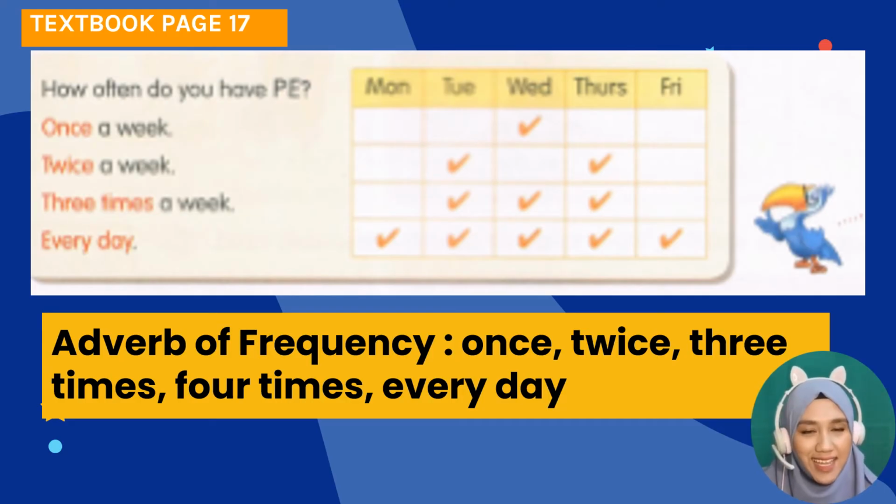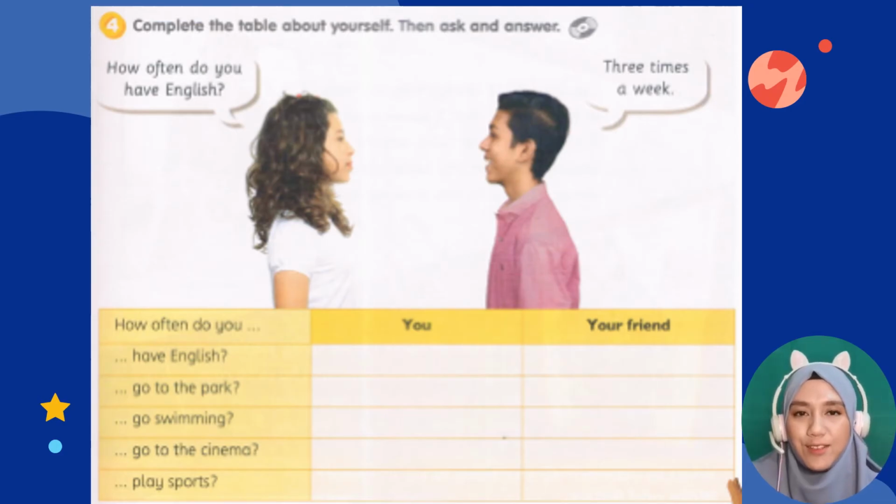Okay, did you understand what I was saying just now? Now we are going to do activity 4. Complete the table about yourself. Then ask and answer. How often do you have English? 3 times a week. Okay, to do this activity, you need to find a partner. You can ask your brother or your sister to complete this activity with you.